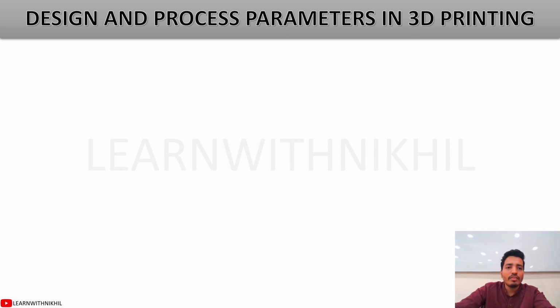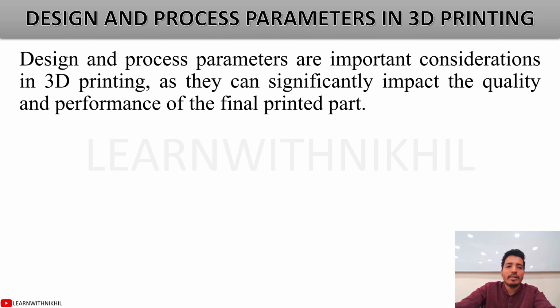So let's begin. Design and process parameters are important considerations in 3D printing, as they significantly impact the quality and performance of the final printed part. If you are making a 3D printed object, the quality totally depends upon what steps you used: how you designed it in the CAD, how you transferred the file to the slicer software, and which settings you have kept. All this matters so that our final product will be a good quality product.